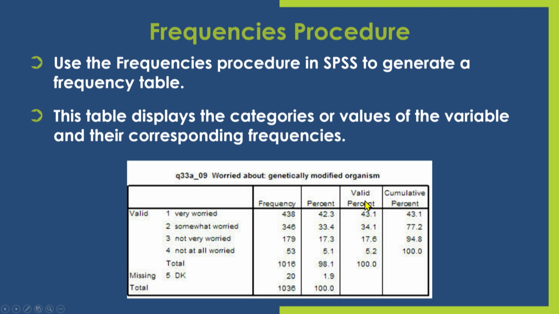Then valid percent, it means that it omits the missing values. We will find the percentage for valid information only. Cumulative percent, which is calculated from the valid percent. That means 43.1 added with 34.1, we will get 77.2. Similarly, 77.2 added with 17.6, then 94.8. Similarly, it will come around 100% for valid information only.